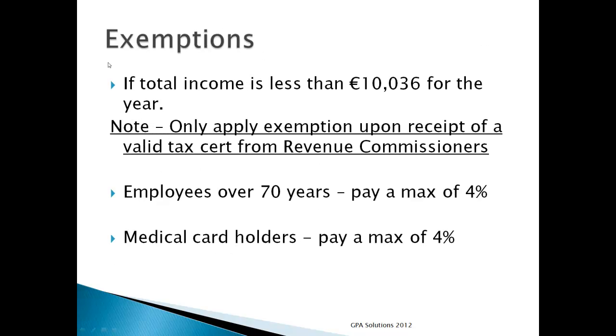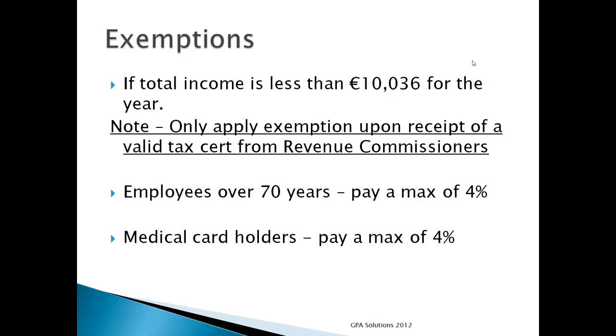Exemptions. If an individual's total income is less than €10,036 in any year, they will be exempt from the USC charge. Please note that this only applies to exemptions upon receipt of a valid tax cert from the Revenue Commissioners. So from the employer's point of view, unless you receive a valid tax cert from the Revenue Commissioners stating that this employee is exempt from USC, the exemption must not be operated.